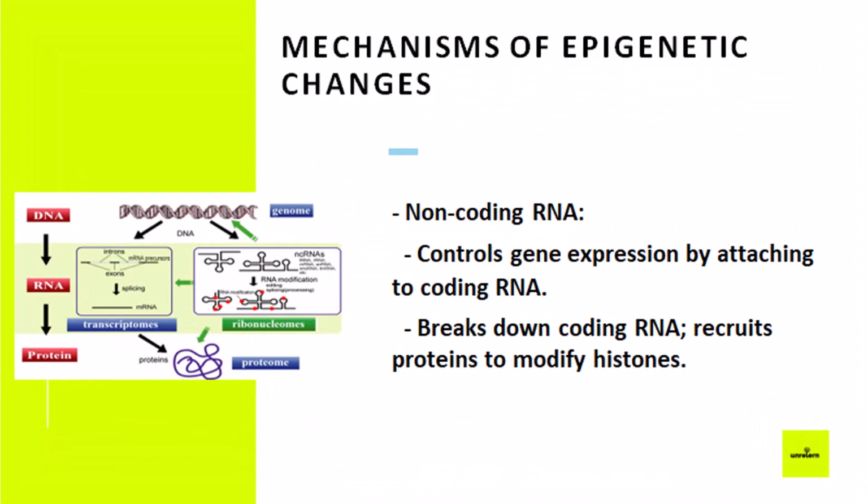3. Non-coding RNA. Non-coding RNA helps control gene expression by attaching to coding RNA, breaking it down so that it can't make proteins. Additionally, non-coding RNA can recruit proteins to modify histones and turn genes on or off. They are often the signal to stop the genetic or epigenetic modification.